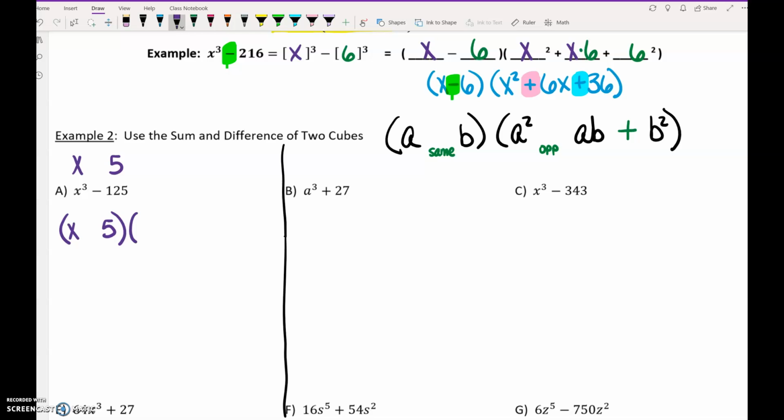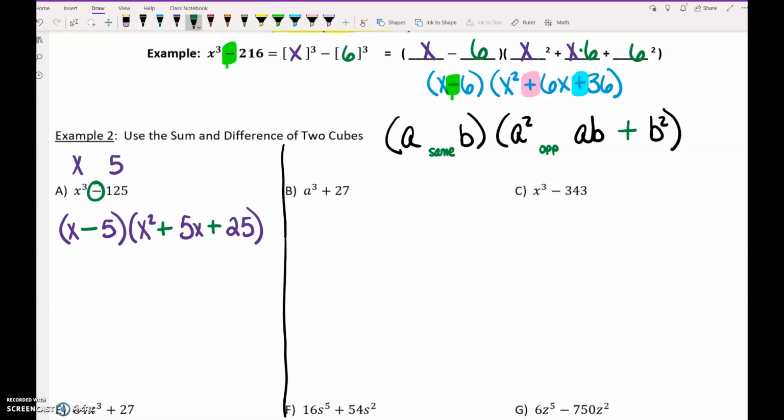In the next set of parentheses, first thing squared. In the middle spot, you multiply them together. What is x times 5? 5x. And then the last space is the second thing squared. What is 5 squared? 25. Now we need to do the signs. We started with minus. So our first sign is minus. The next sign is the opposite of that. And the last sign is always plus.